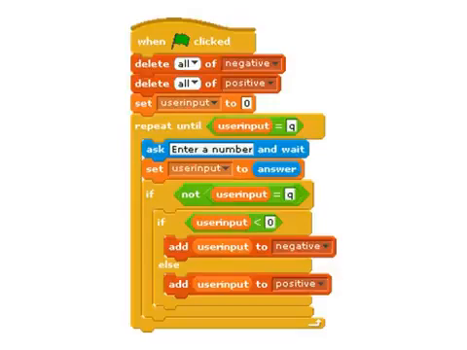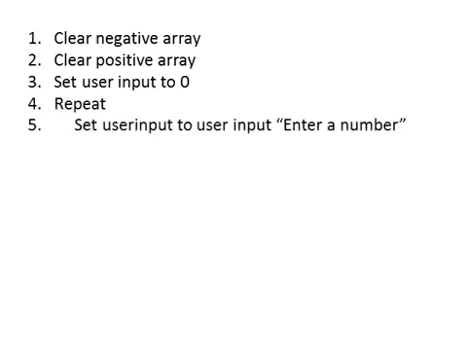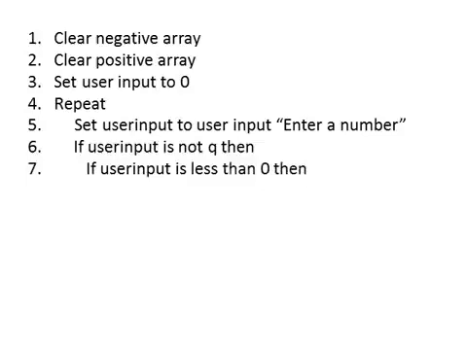And how does this look as pseudocode? Well, we clear our arrays and we set user input to 0. We then start a conditional loop with a repeat. We're getting the user input from the question enter a number, and then we're checking to see if it's not Q. If it's not Q, then we check again if user input is less than 0.